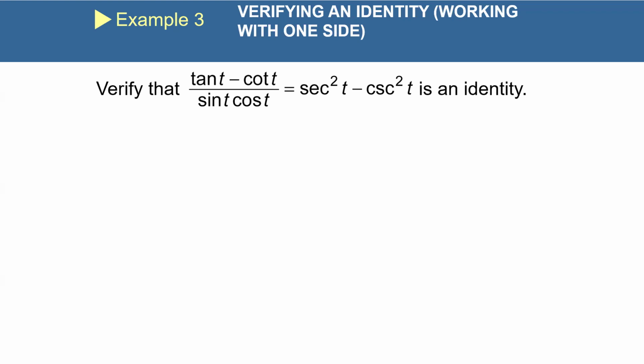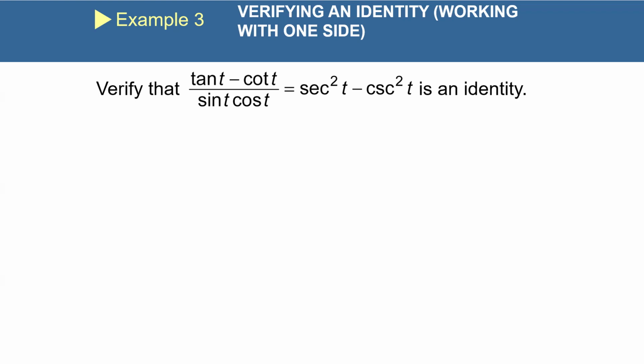Which side did you do? Left or right? I did the right. I did the chopsticks in the bowl and I got to here. Where are we at? So now we're at sine squared minus cosine squared.